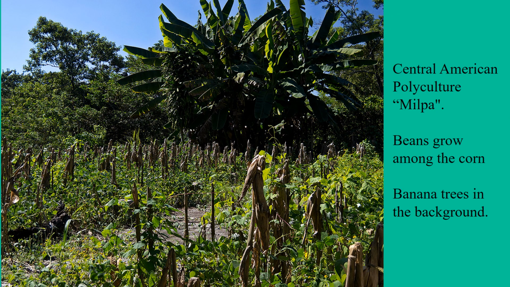Historically, Central Americans practiced a polyculture called the milpa. This is from Belize. They grow beans among the corn. The beans can then grow up the top of that. In some places, they would add pumpkin or squash to kind of keep the weeds at bay. But this wasn't the only thing that they grew. They'd have a field that did that, and then they'd have banana trees in the background, cultivating bananas, and they might have cacao, or they might have a range of different foods within this area.